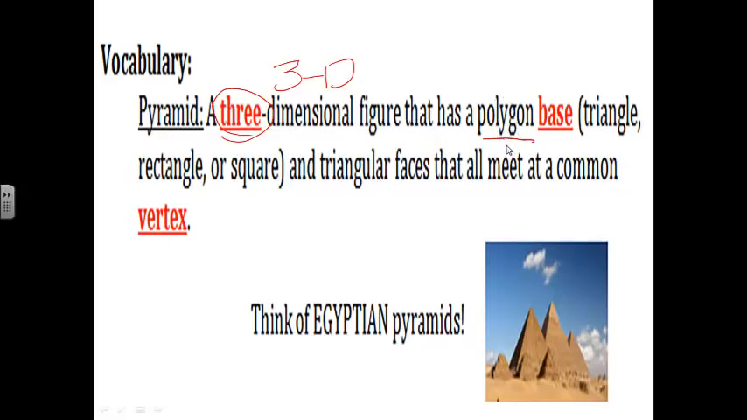We're talking about a pyramid that has, you know, all sides, so either a triangle, rectangle, or a square. Okay, and we're going to be doing triangular faces that all meet a common vertex. Remember we talked about vertex as two lines that meet each other, right? So we're going to be talking about a pyramid that has a vertex. So if you think about Egyptian pyramids, they all have that vertex right at the top, right? Okay, so that's what we're talking about, having a common vertex. So they consist of a base, and then they all meet at a point, which is the vertex.